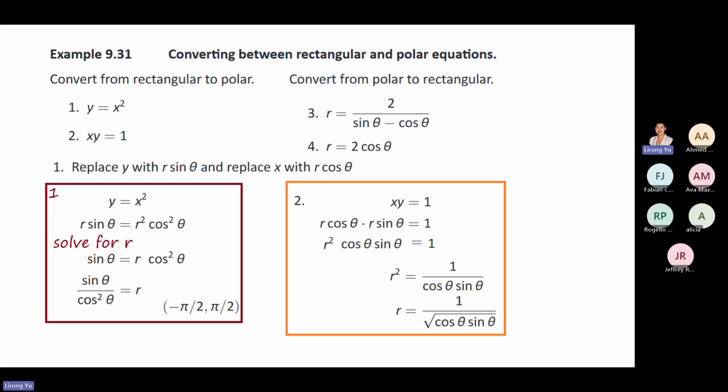Any questions? All right, in this case, we can see that cosine times sine has to be positive. That means it has to be in the first quadrant. In the first quadrant, cosine and sine are both positive, so the product of sine and cosine is positive. Or it could be in the third quadrant. In the third quadrant, cosine theta is negative and sine theta is negative, so they multiply to a positive.